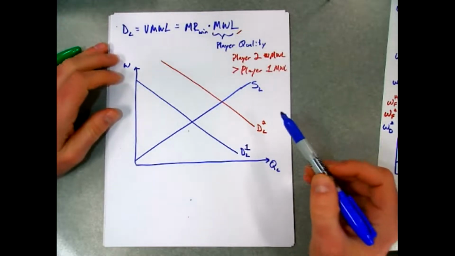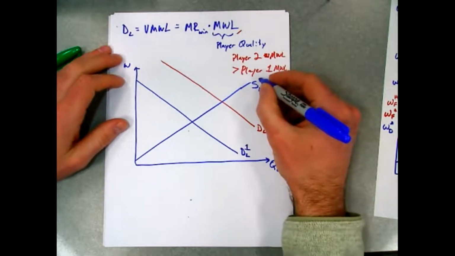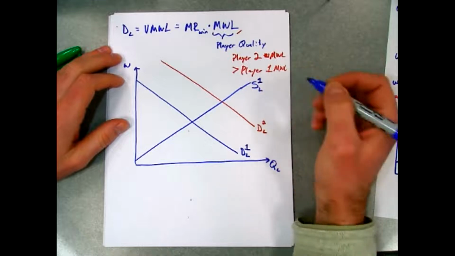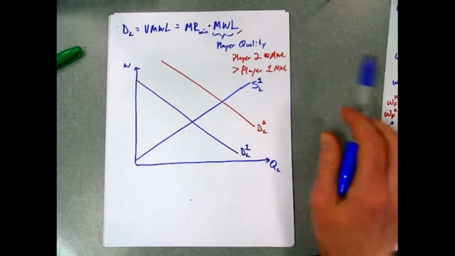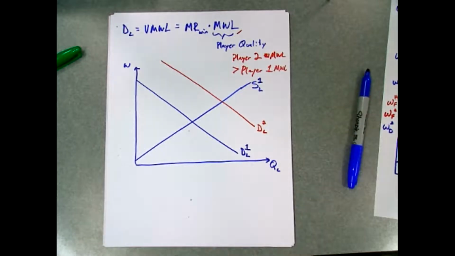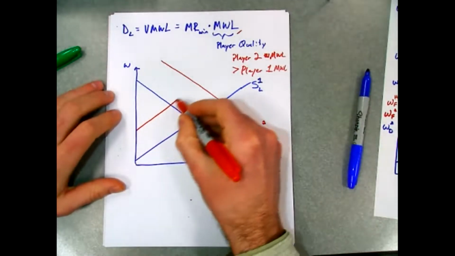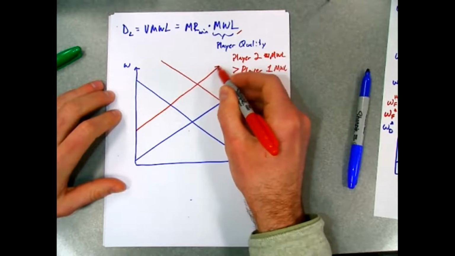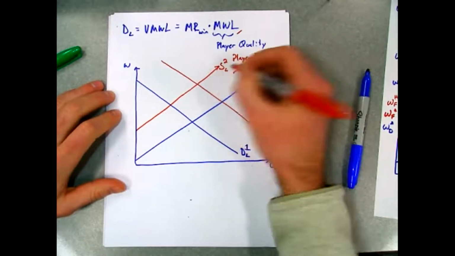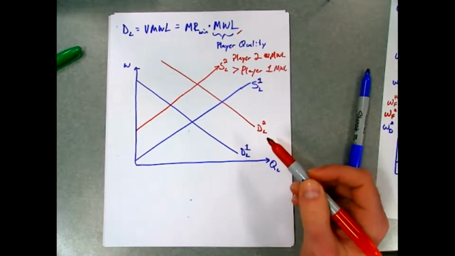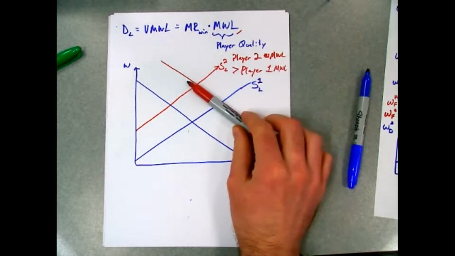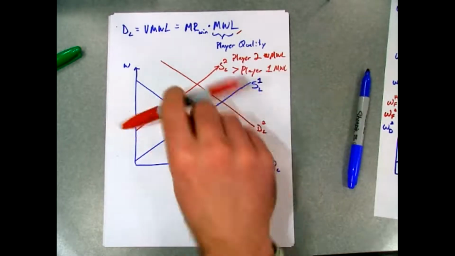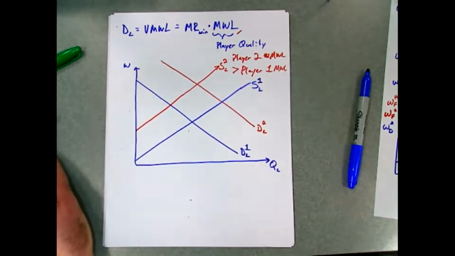So if that's the case, then the supply curve for player one doesn't change at all. They're not discriminatory, but player two was. So where would player two's supply of labor be? It's actually going to be a little bit lower. So this player was of higher quality, and they were willing to supply less of their labor because they were discriminatory.